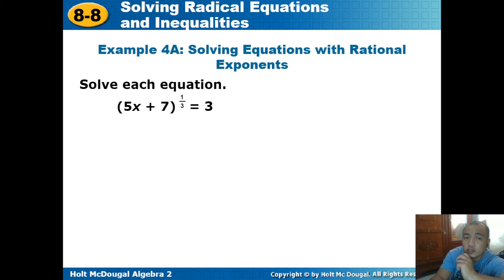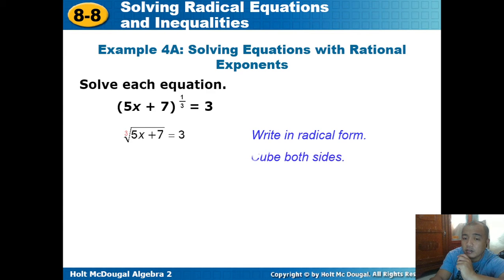So solve each equation. 5x plus 7 raised to 1/3 equals 3. So this is just similar to the radical equation. Cube root of 5x plus 7 equals 3. So what are we going to do? Yes, write in radical form. Cube root of 5x plus 7 equals 3. Then cube both sides.